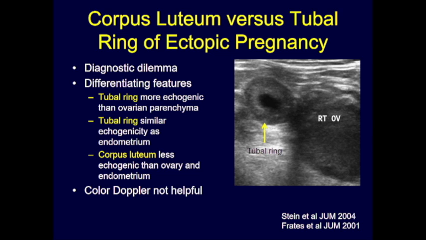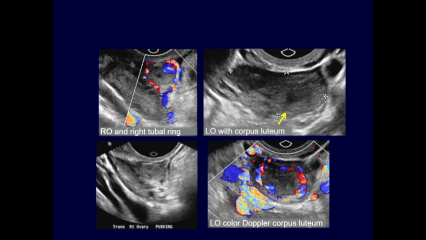And what about the role of color Doppler? Well, this set of images will show you. So this is a tubal ring of an ectopic. The color Doppler shows a ring of flow, and this is a corpus luteum also showing ring of flow. So the color Doppler is not helpful.